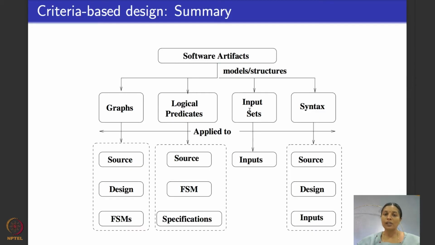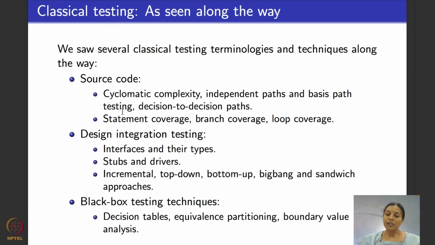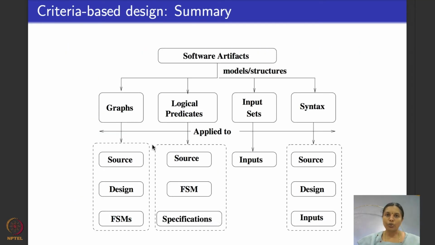Once I model the software artifact using one of these four, I can use it to test source code, design, finite state machines. I can again use it to test source code, finite state machine, and specifications. But when I consider input space partitioning, it's only black box. So I can use it only to test software with reference to its black box testing. This was the main bulk of the course as I taught you from the book by Ammann and Offutt.